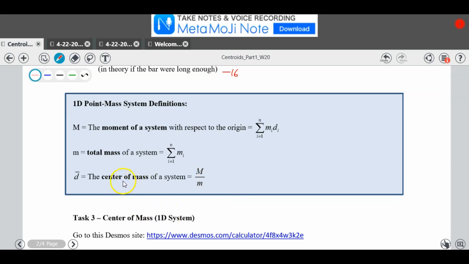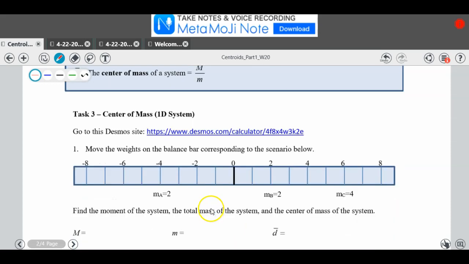I want to find what place I can put my fulcrum where everything's going to balance, where my moments are going to be the same on both sides. And the way that we can do it is basically by doing an average. We're going to add up all our individual moments, add up our total mass, and then we'll just divide that out. So we've got one more website we'll take a look at right here and answer a couple questions.